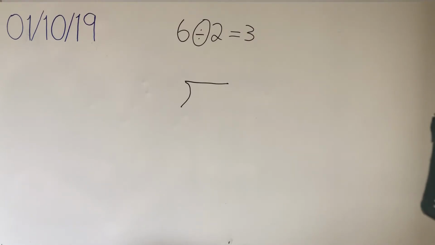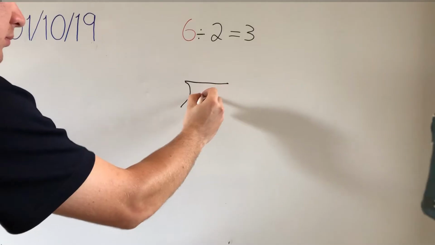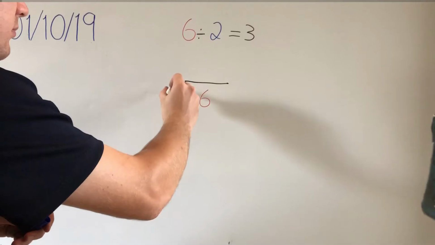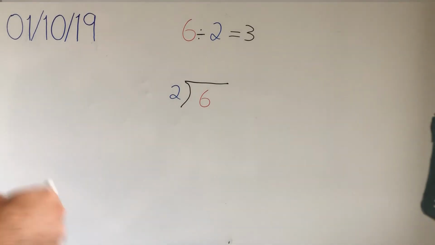Let's try our example using the division symbol. The 6 will go under the horizontal line. It is the number we are dividing up. The 2 will go in front of the curved line because it is the number we are dividing by. Now we need to figure out the answer. To do this, we need to ask ourselves, how many 2's will it take to make 6?